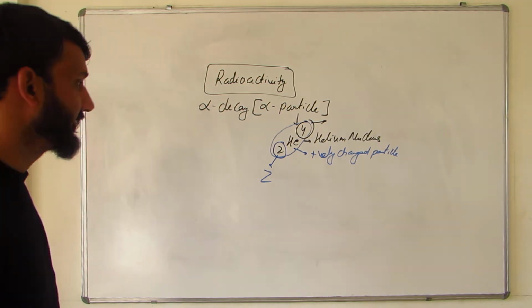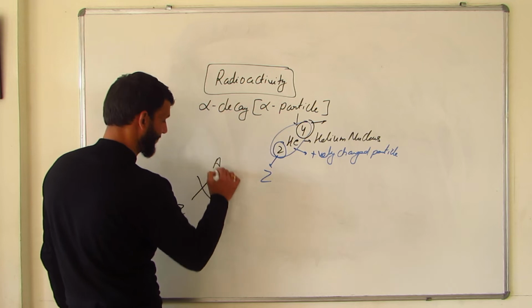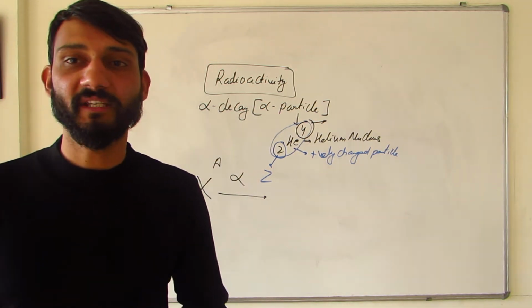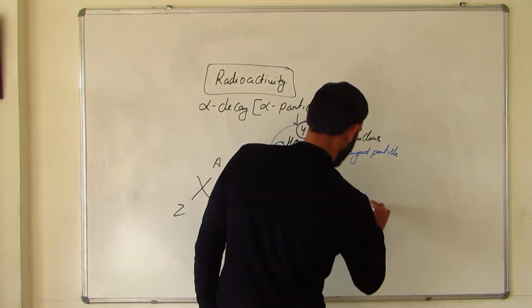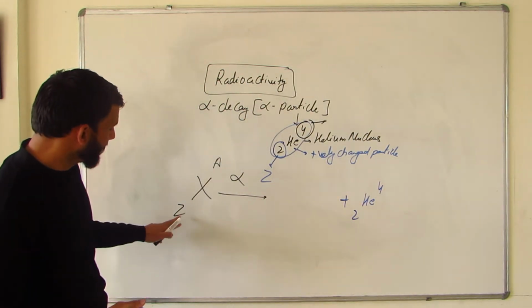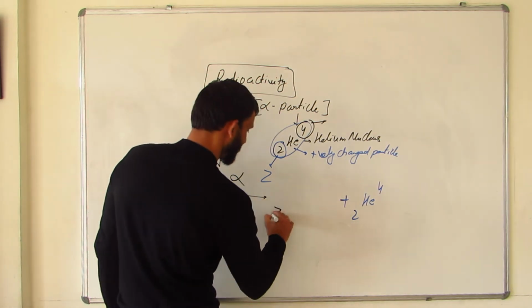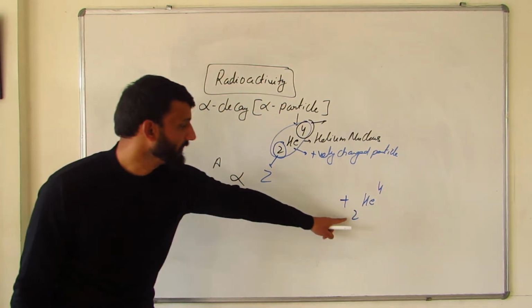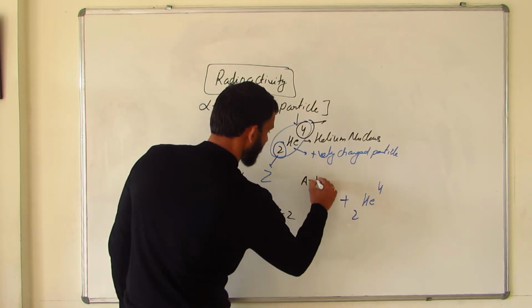Whenever alpha decay takes place, let us take a general example, ZXA. When it does alpha decay, the helium nucleus comes out, so plus 2He4. Out of this Z, 2 particles have already moved out, so how much will be left now? Z minus 2. Similarly, out of A, 4 have moved out, so it is A minus 4.